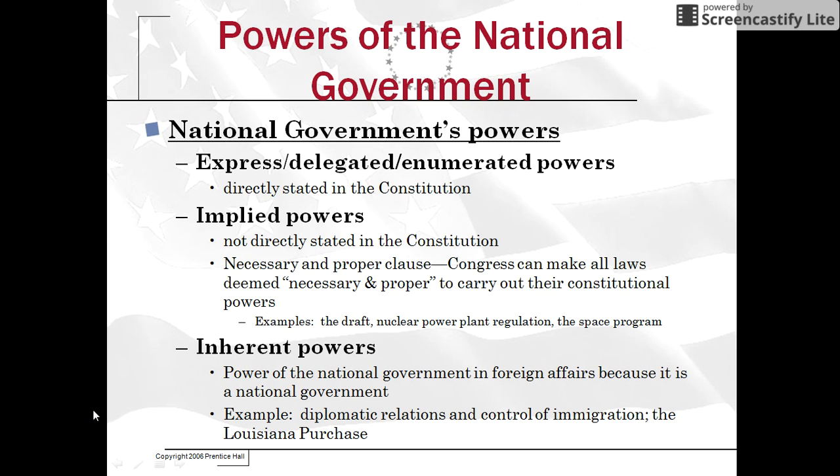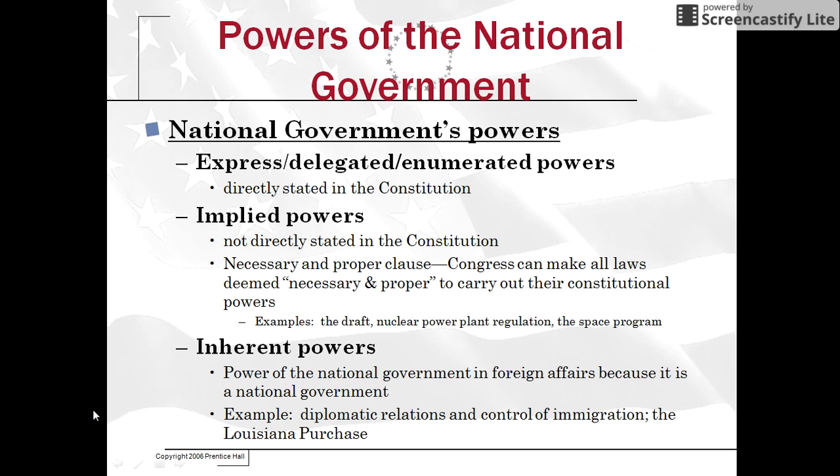The space program is not in there, but if Congress can control these other programs, then it would seem that it would be necessary and proper for them to do space, nuclear power plant regulation, a lot of stuff that didn't exist when the Constitution was written. It ends up being taken care of by the necessary and proper clause, sometimes called the elastic clause.